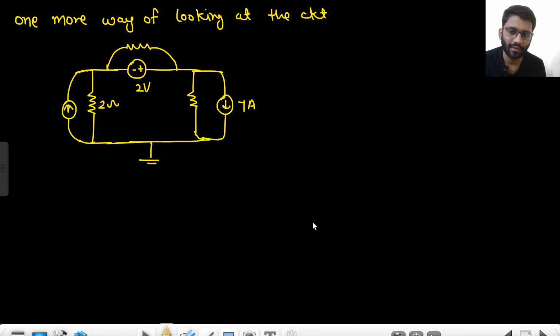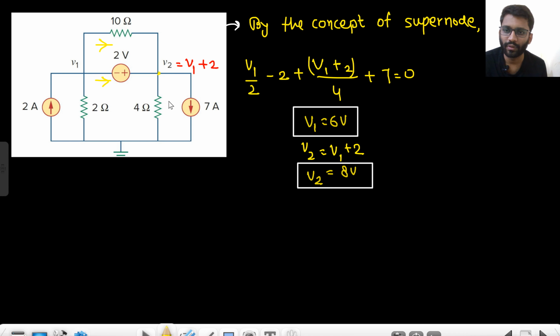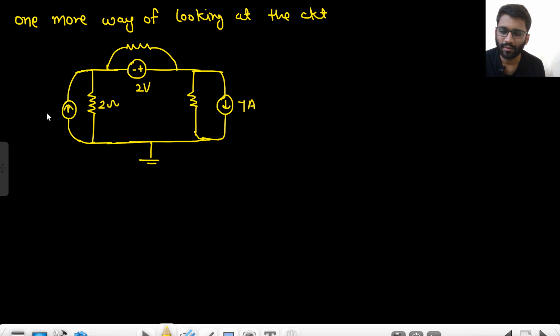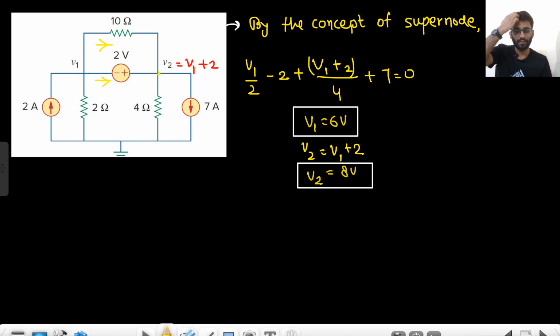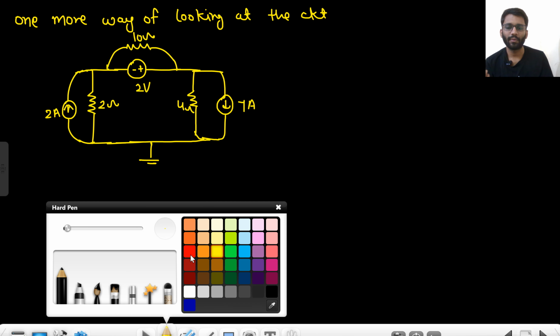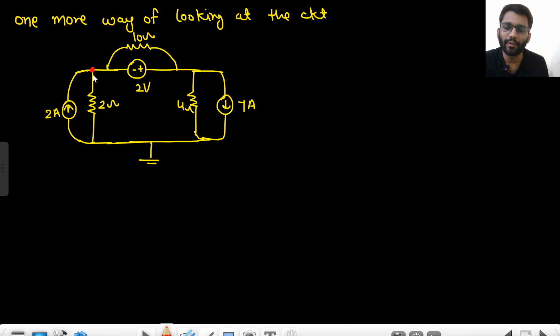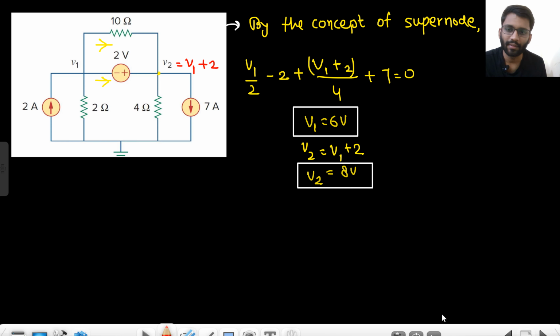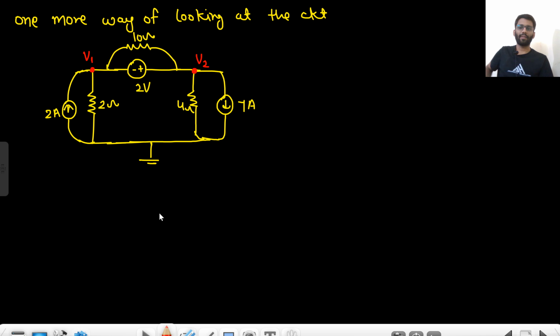7 ampere, 2 ampere, 10 ohm and 4 ohm. Is that it? Yeah. Okay, look, now you know the value of this potential, that is V1. Now this is V2, right? V1, V2. Okay, now tell me one thing. You know the current in this branch, V1 by 2. You know the current in this branch, 2 ampere. There will be some current going here.